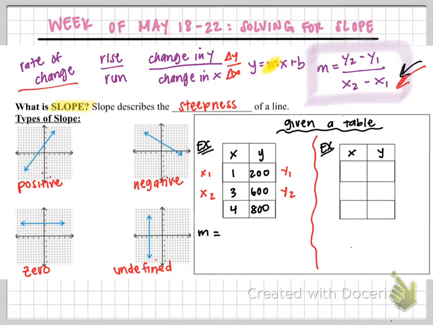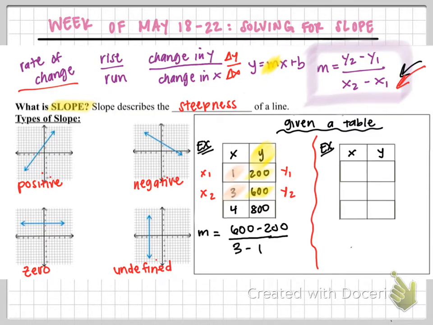My y2 is going to be 600, and then minus my y1, which is 200, right? Because on the top of the formula, we're looking at our y's. So that's going to give me 600 minus 200, all over my x2 minus my x1. So that's going to give me 3 minus 1.